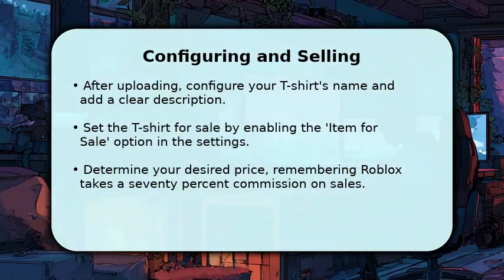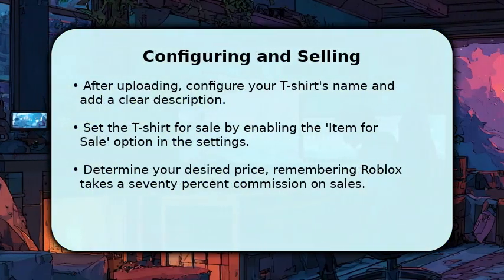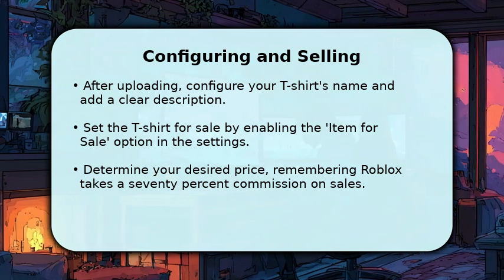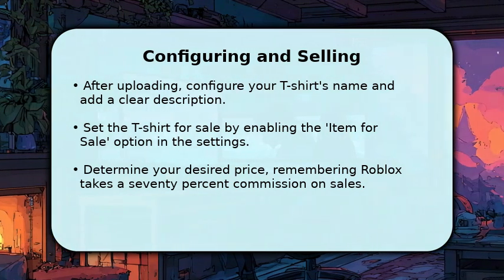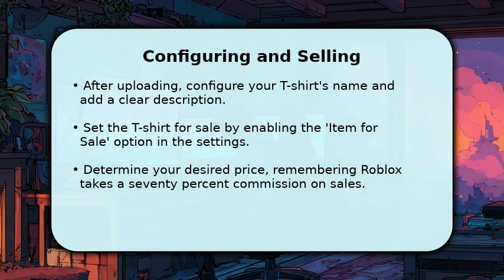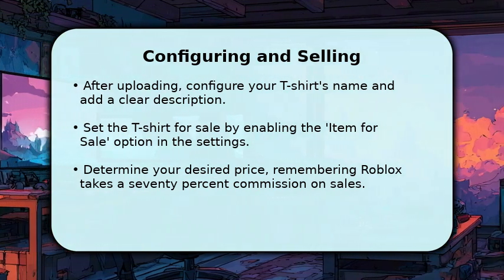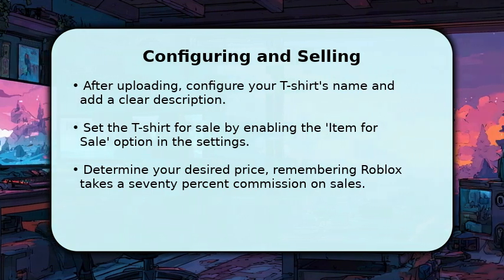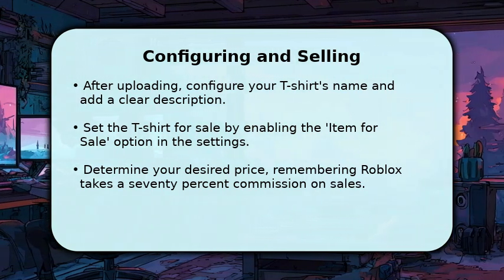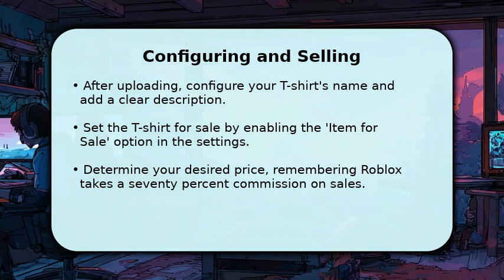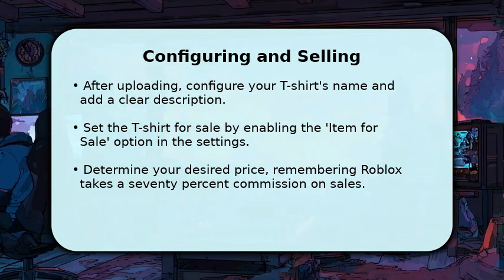Finally, let's configure and potentially sell your new T-shirt. After successfully uploading, you'll need to give your t-shirt a clear name and a descriptive explanation. To make it available for others, enable the item for sale option. You then determine your desired price in Robux. Remember, Roblox takes a 70% commission on all sales, so factor that into your pricing strategy.